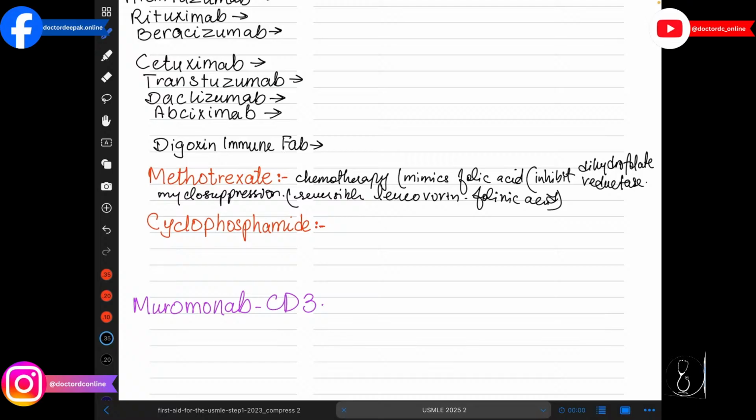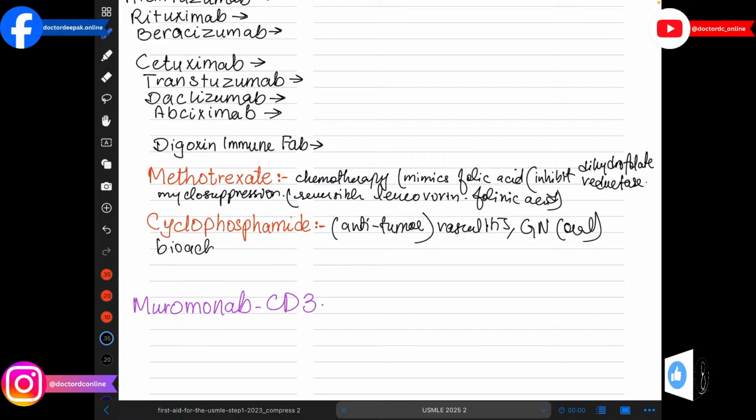Second, we have cyclophosphamide. Cyclophosphamide is a powerful immunosuppressant, or you can call it an anti-tumor drug, used in vasculitis and glomerulonephritis, and we can give it orally. It is also a prodrug that requires bioactivation by the liver and is converted to phosphoramide mustard, metabolized by the P450 system.